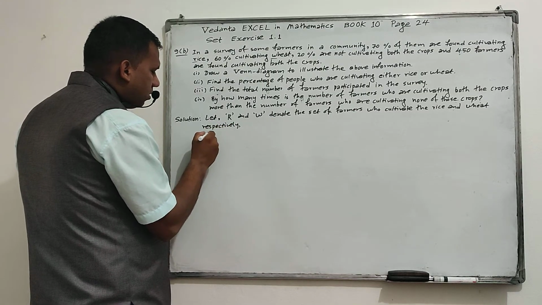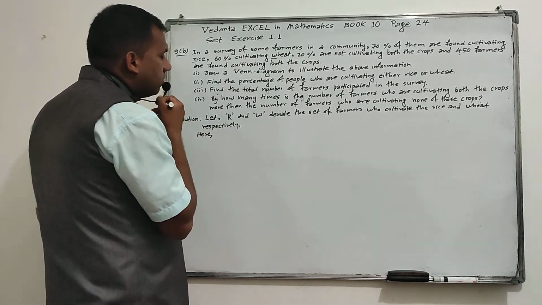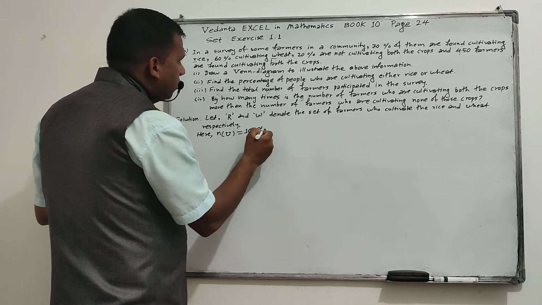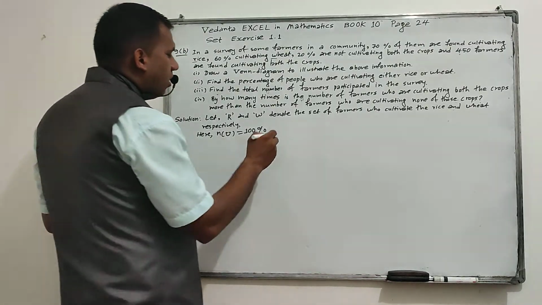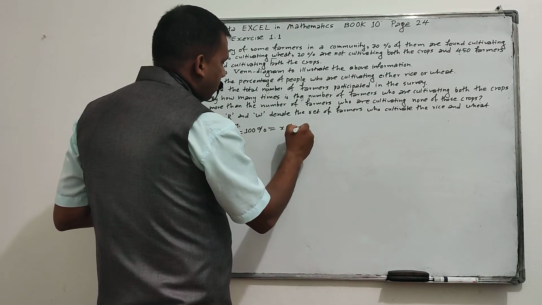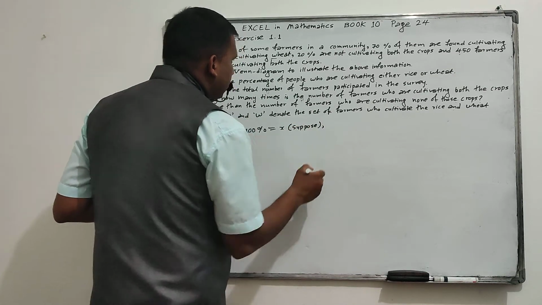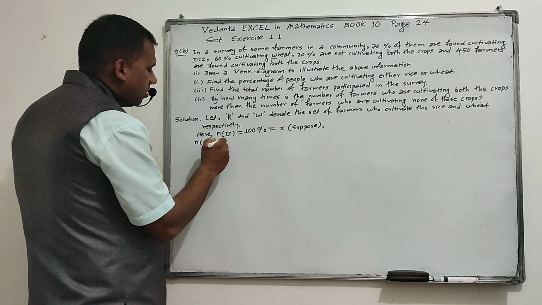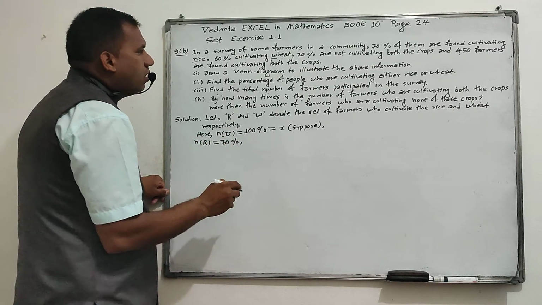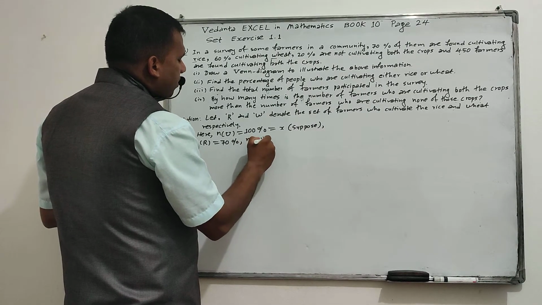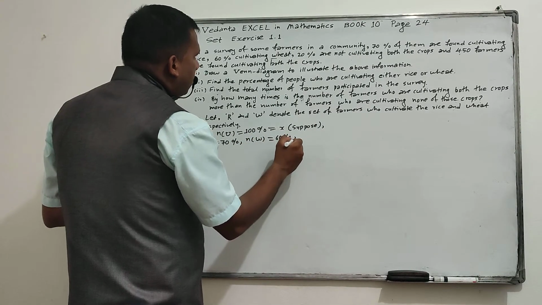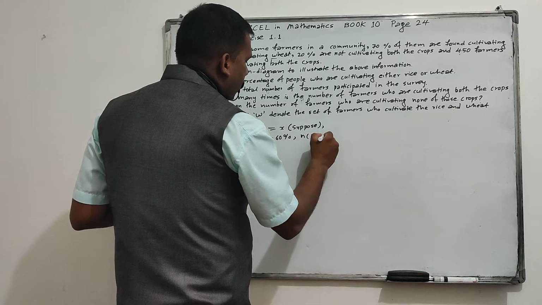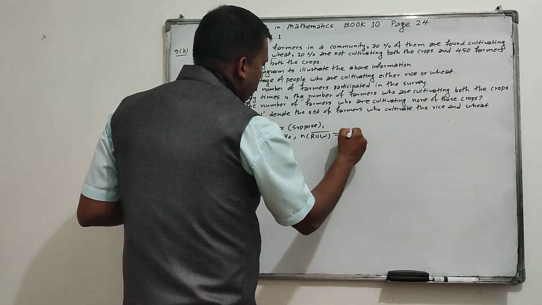Here, number of U equal to 100%, equal to X. Suppose 20% from cultivating rice, so number of R, that is 70%, number of W, that is 60%, and 20% not cultivating both, that is number of R union W whole complement, that is 20%.